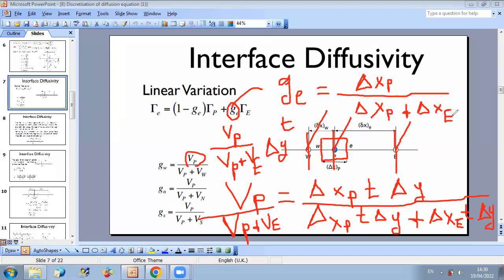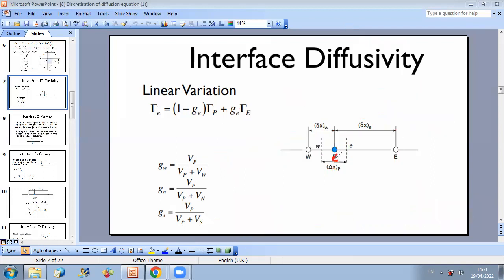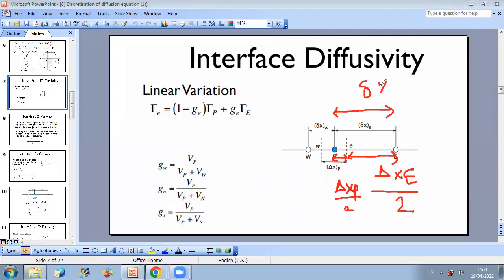And now if you divide by 2 everywhere, nothing will change. If I do delta xp over 2 here, and delta xp over 2 plus delta xe over 2, what do I get? I get the following coefficient, which is this distance. So I will write it again. Delta xp over 2 is this distance. This is delta xp over 2. And this is delta xe over 2. As you can see, the summation of these two is equal to the distance between centers P and E, which is delta x of E.